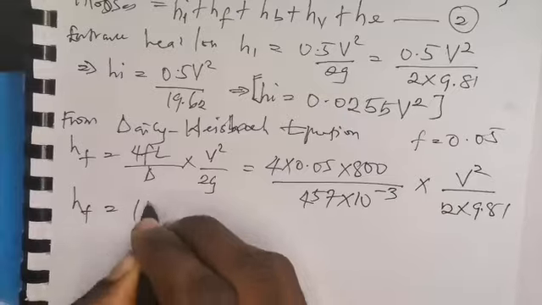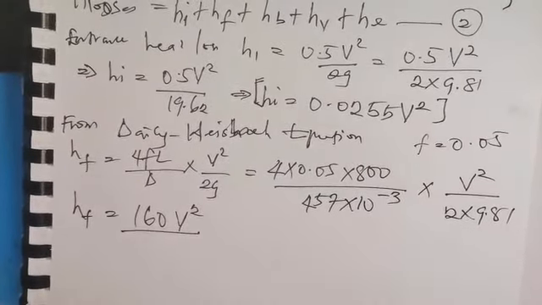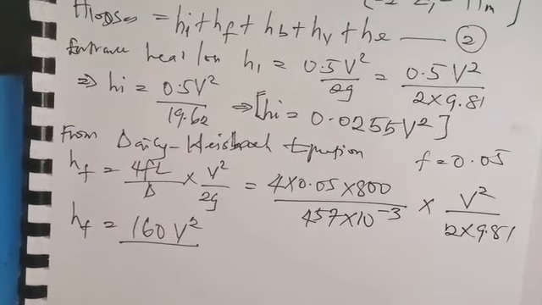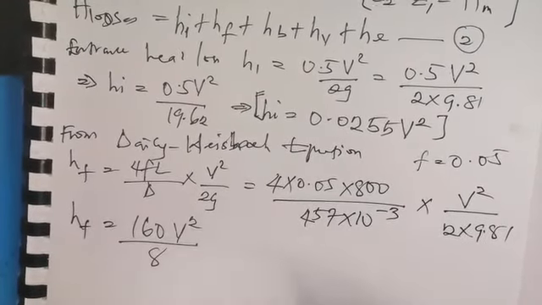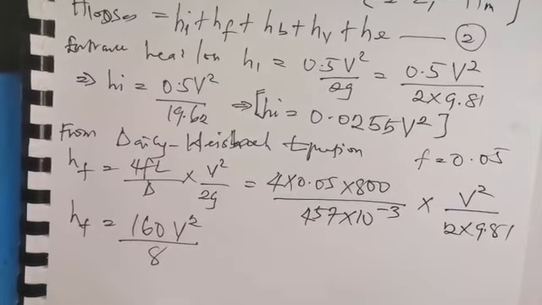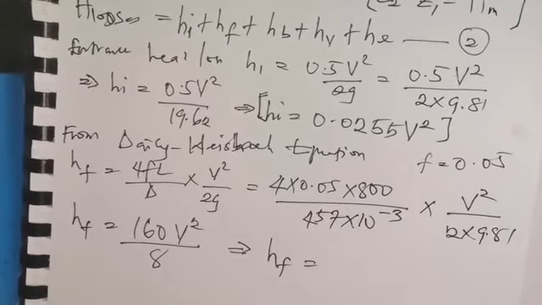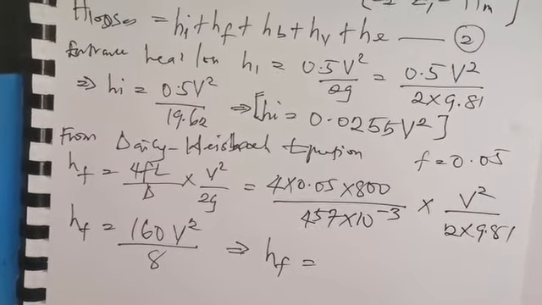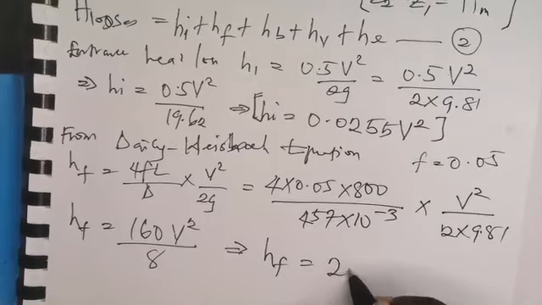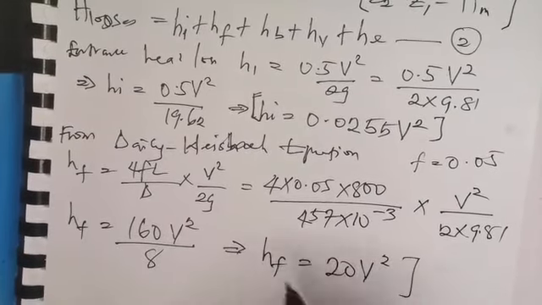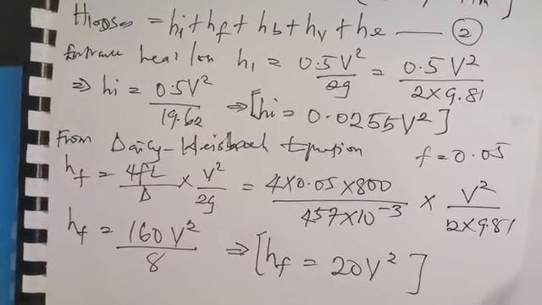gives us 160 V squared all over. Let's obtain everything at the denominator, which gives us approximately 8. So we divide now. 160 divided by 8 gives approximately 20 V squared. So we have our head loss due to friction to be 20 V squared.